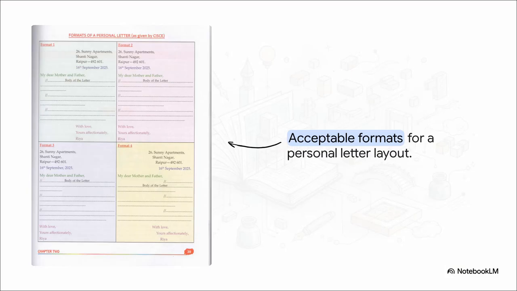The source actually provides these exact, acceptable layout models. And just look at how meticulously structured they are. They show precisely where the sender's address, the date, and the salutation need to sit on the page. Whether you're using a more traditional format or a modern box-type layout, consistency in this structure is exactly what separates a really polished communicator from a sloppy one.